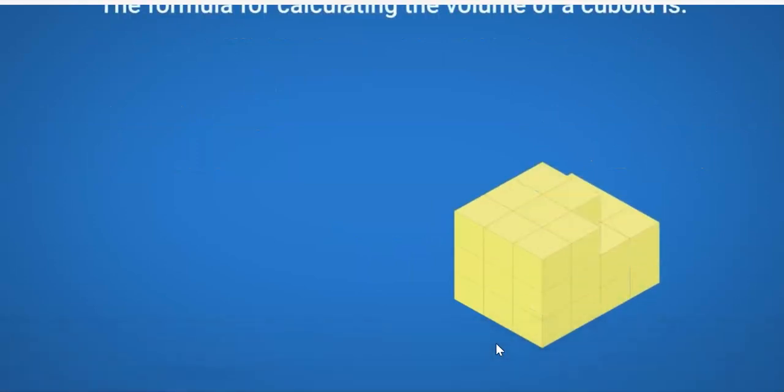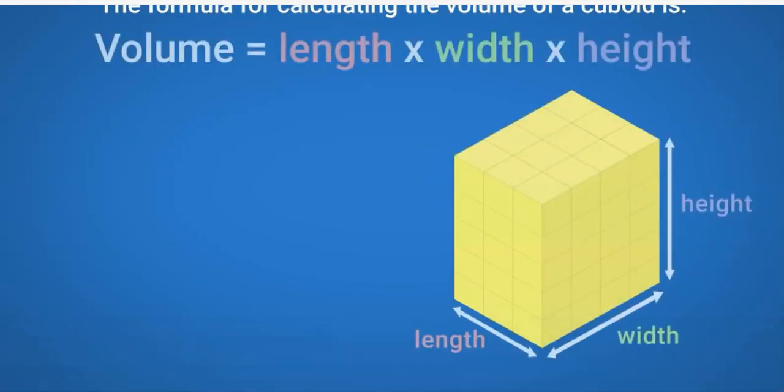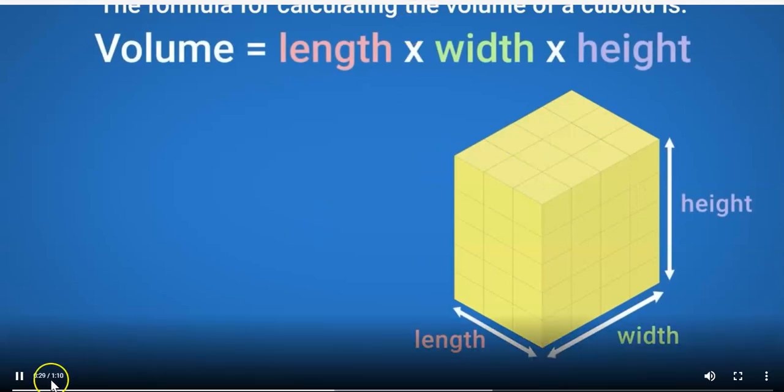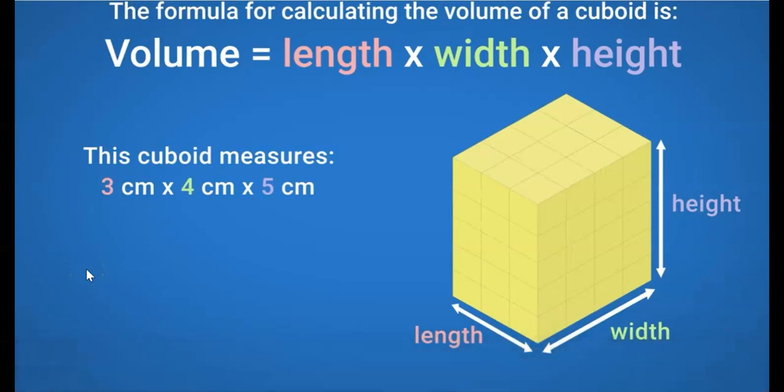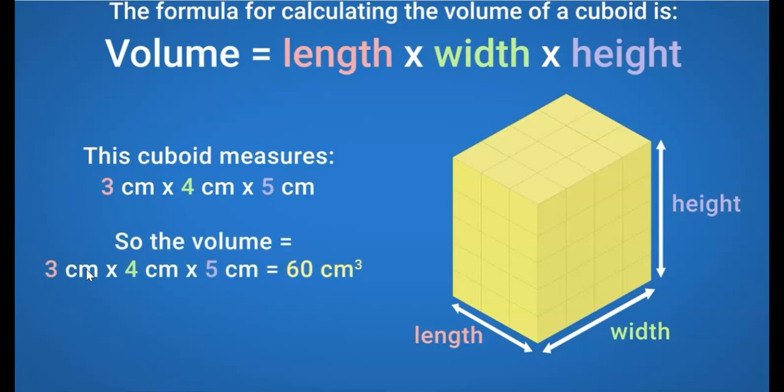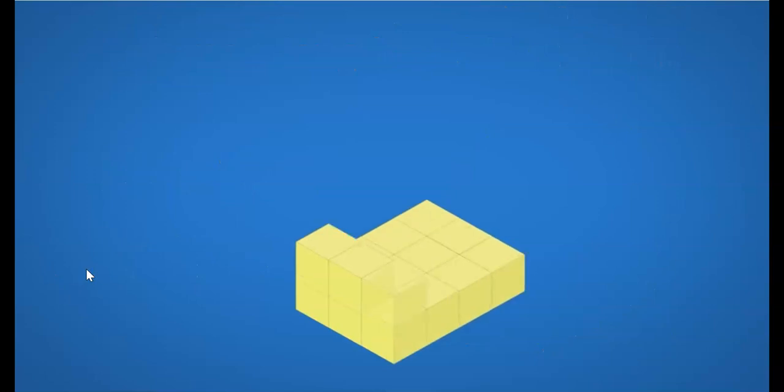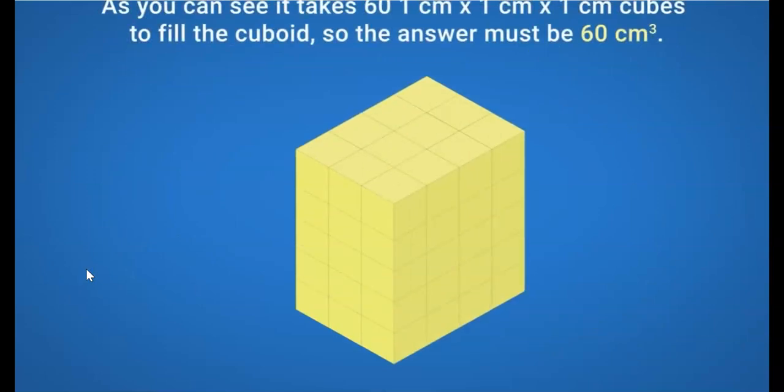The formula for calculating the volume of a cuboid is volume equals length multiplied by width multiplied by height. A cuboid measures 3 centimeters by 4 centimeters by 5 centimeters. So the volume equals 3 centimeters by 4 centimeters by 5 centimeters, which equals 60 centimeters cubed. As you can see, it takes 60 1 centimeter by 1 centimeter by 1 centimeter cubes to fill the cuboid. So the answer must be 60 centimeters cubed.